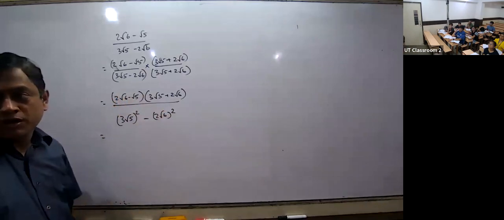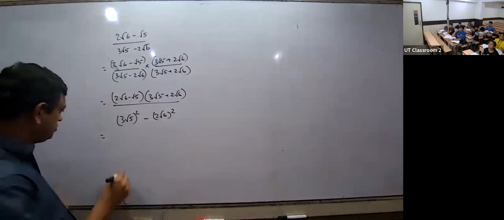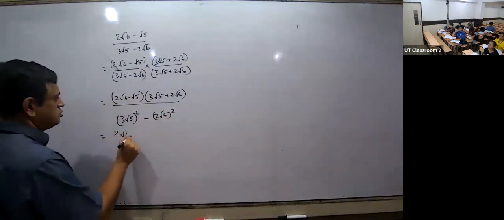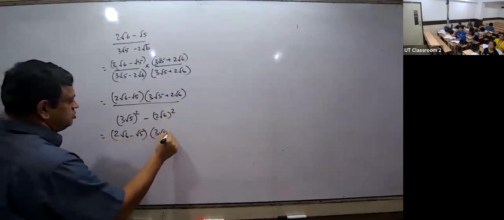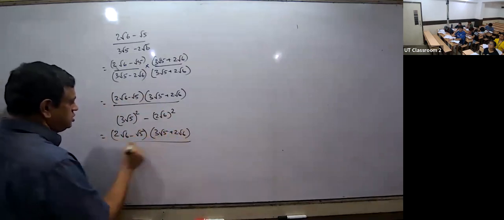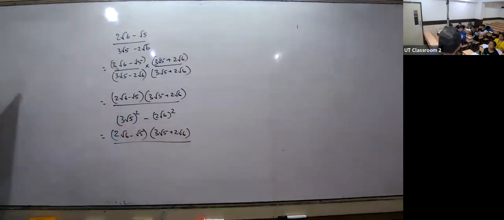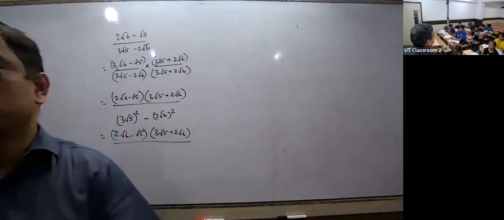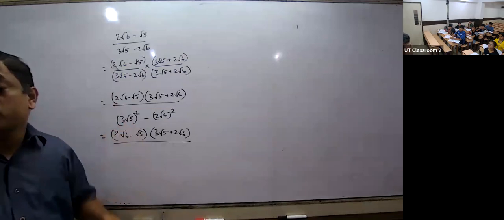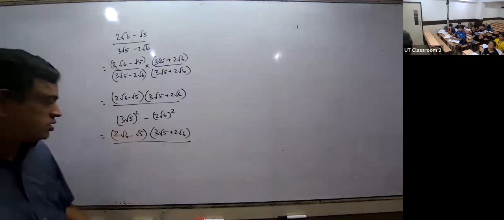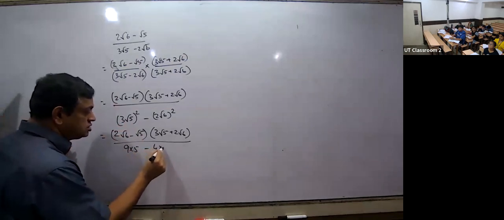Yes, how to multiply? The numerator I will keep for one more step: 2 root 6 minus root 5 times 3 root 5 plus 2 root 6. Now, what is 3 root 5 whole square? 45. Square of 3 is 9, square of root 5 is 5. So it is 9 into 5 minus 4 into 6.